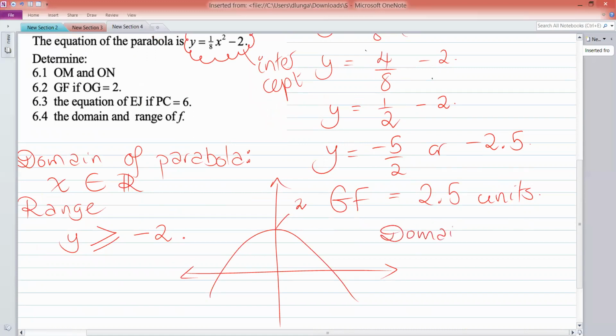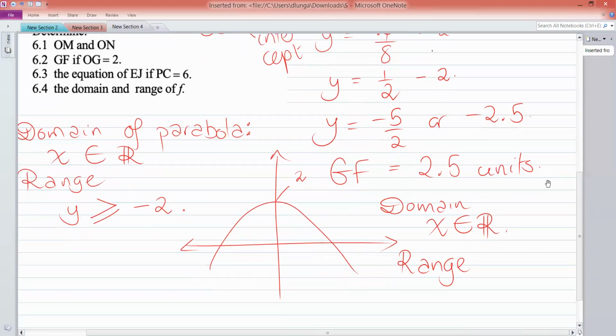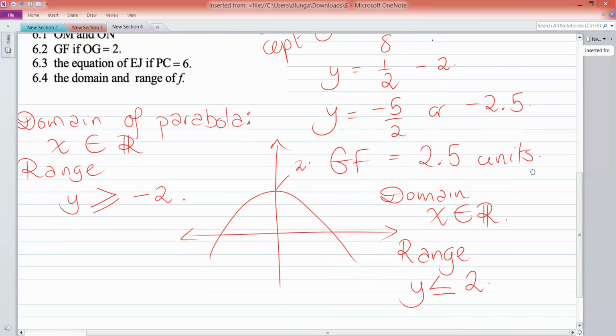So domain, what's the domain? This one is simple now. X is an element of real numbers. And the range, you guys tell me, what's my range for this one? It's a frowny face, sad face. Okay. What's the maximum value? The maximum value is 2. That means the range is strictly less than. Yeah, so it's going to be y less than or equal to 2, like that.